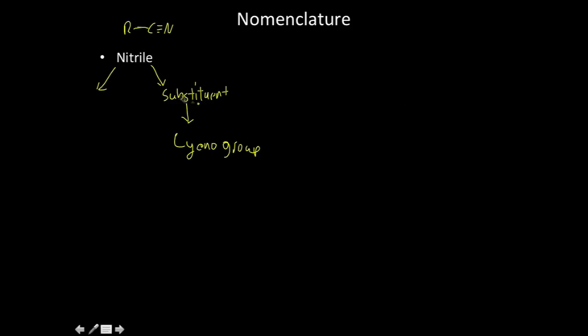So when we have a nitrile that exists as a substituent, we just label that as a cyano group. That's nothing new for this. For the nitrile, all we have to do is simply number our longest chain and then add the word nitrile to the name of your chain.